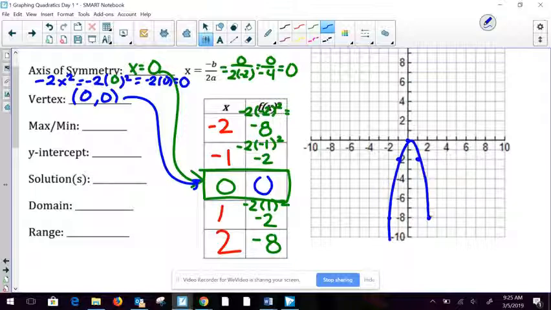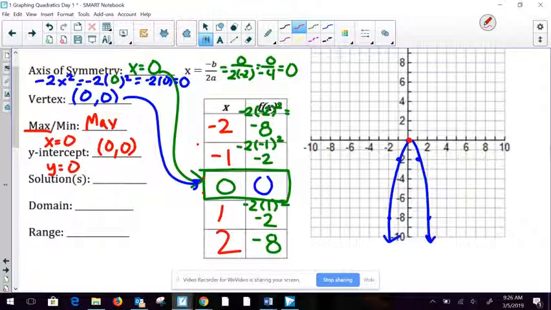Notice my graph is now a frown. So since it's a frown, this vertex point is the highest part, so it is a maximum. Next up, my y-intercept, that's when x is equal to 0. So where is x equal to 0? Oh, happens to be a vertex, 0, 0.